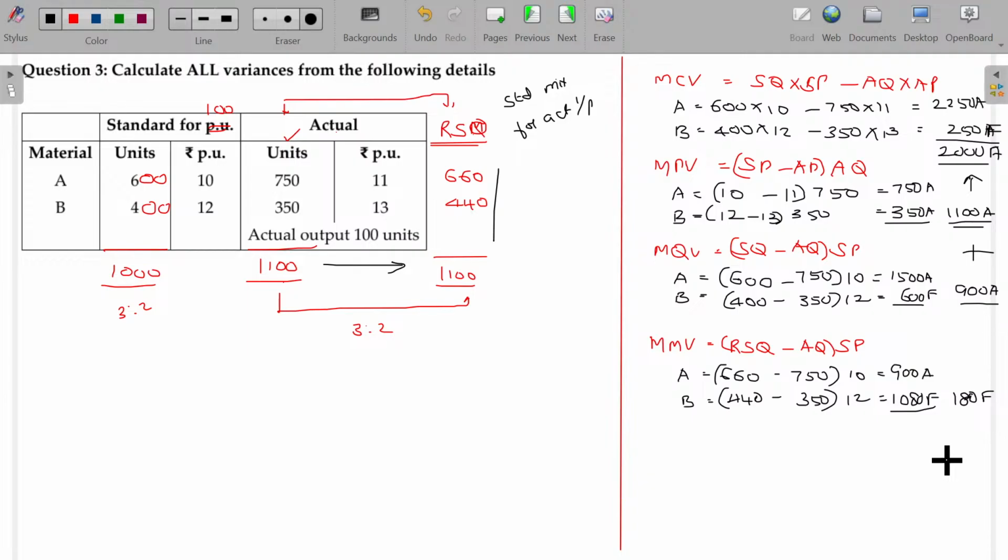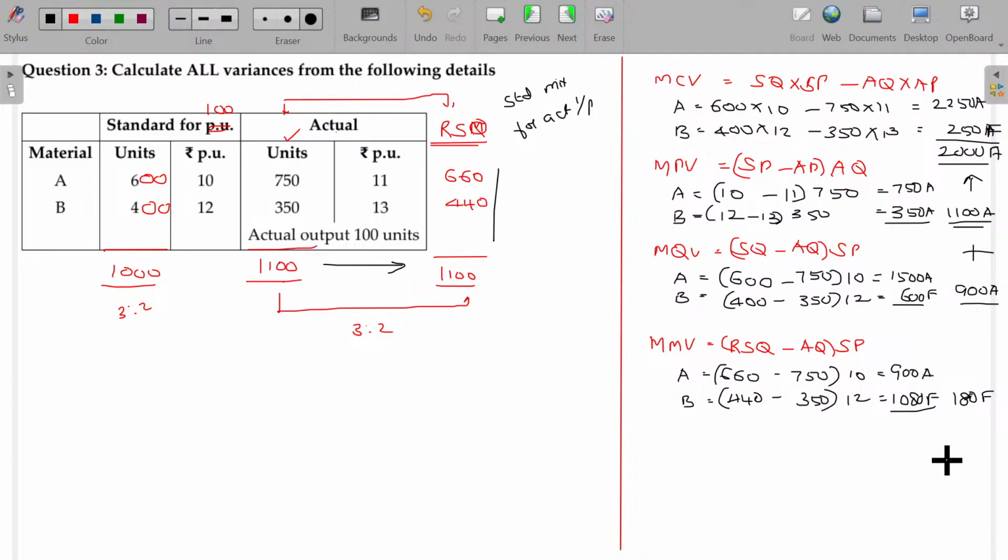Remember, in MMB, metal mix variance, all the variances will not be adverse or all the variances will not be favorable. If we have two commodities, one may be favorable, another may be adverse. Two may be adverse, one may be favorable, or two favorable, one adverse. Not possible to have all adverse or all favorable in this case. Is that okay? Because I'm using the same input component, but proportion is changing.